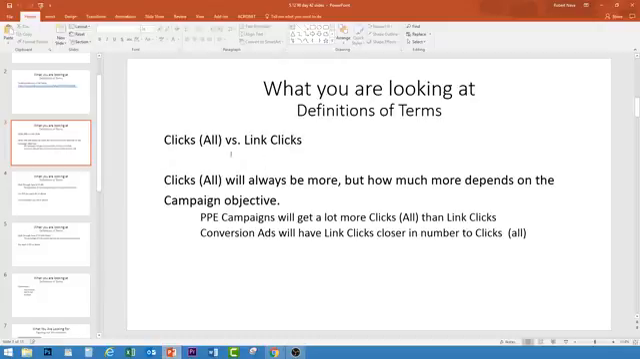Okay? So understand the difference between clicks all and link clicks. There's a huge difference, and you've got to know the difference. Make sense, you guys? Does that make sense to you already? I didn't lose you on that one, did I?